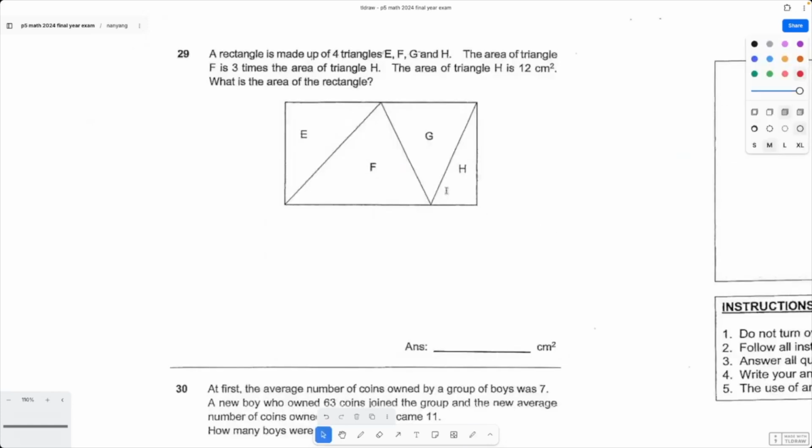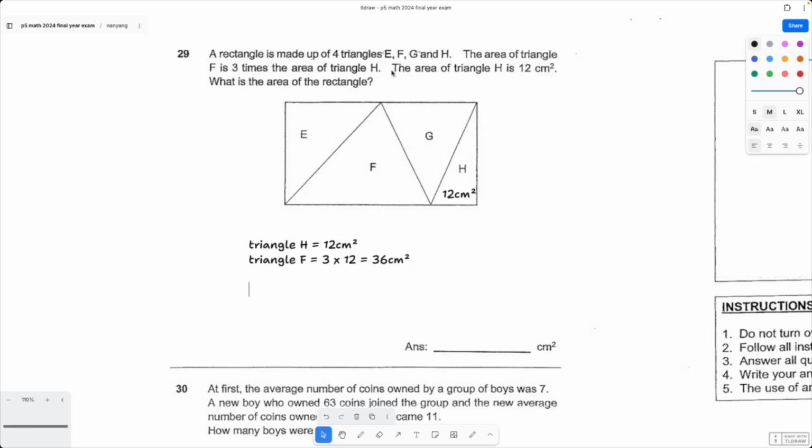Okay, so we know that H over here is 12 centimeters squared, right? So what about F? Triangle H is equal to 12 centimeters squared, like this. I'm going to put everything here. Triangle F is 3 times H, which is 3 times 12. This will be 36 centimeters squared, right?